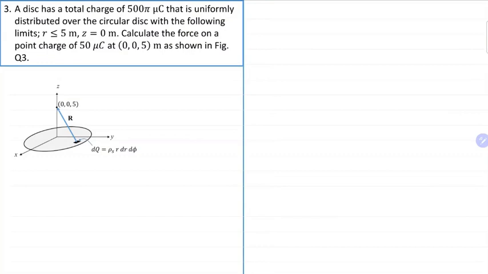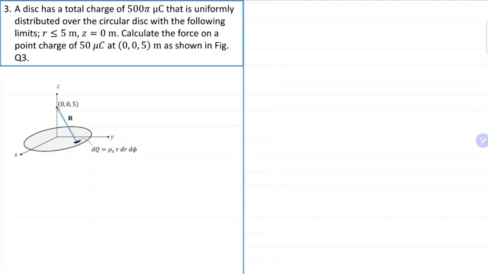Question 3. A disk has a total charge of 500 pi microcoulombs that is uniformly distributed over the circular disk with the following limits. So the radius of the disk is 5 meters. So the disk covers distance from 0 to 5. And z is equal to 0 meters. So this is sitting on an XY plane.